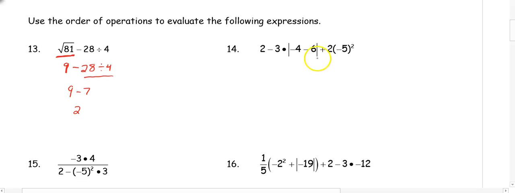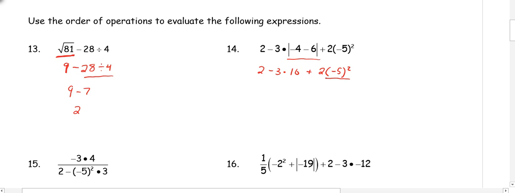So the first thing we're going to do is our grouping symbol here, this absolute value. Negative 4 minus 6 is negative 10, and the absolute value is positive 10. So we have 2 minus 3 times 10 plus 2 times negative 5 squared. Now the next thing we're going to do is our exponent with the negative 5 squared.